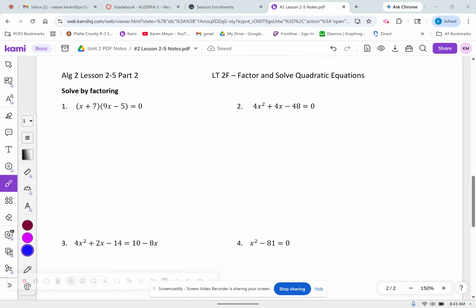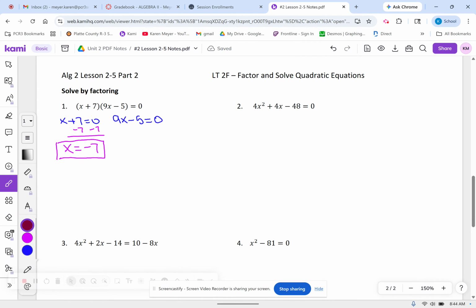So for the solving step, you're going to take each parentheses, each piece, and set it equal to 0. So x plus 7 equals 0, and then 9x minus 5 equals 0. Now we're going to work on solving each one. On the first one, to move a positive 7, you would subtract it. So you have x equals negative 7, and that is your first answer.